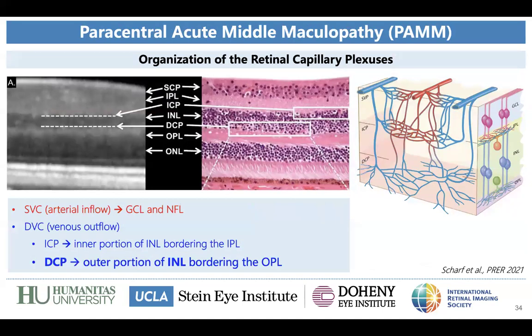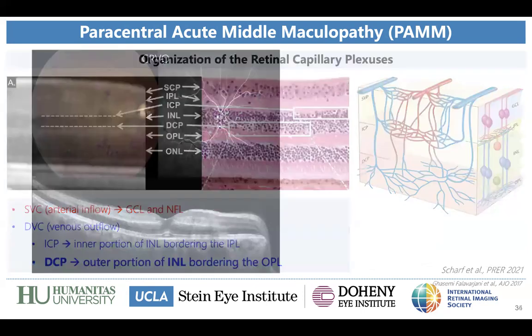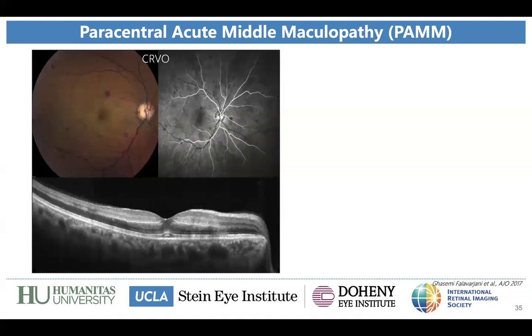As you all know, the arterial inflow of the retina is mainly due to the superficial vascular complex, while the deep vascular complex is mainly responsible for the venous outflow. And the deep capillary plexus is especially valuable in the context of the inner nuclear layer. Infarcts at this level can cause PAM lesion, paracentral acute middle maculopathy. This is an example of CRVO, where we can notice the presence of these hyperreflective lesions at the level of the inner nuclear layer in a skip configuration.